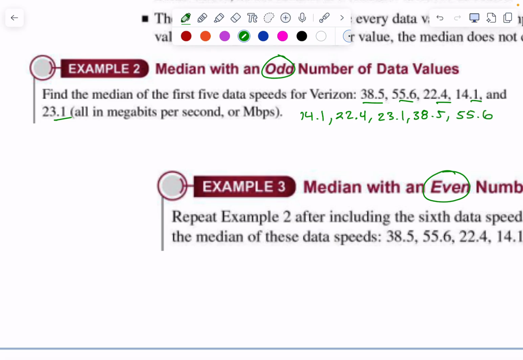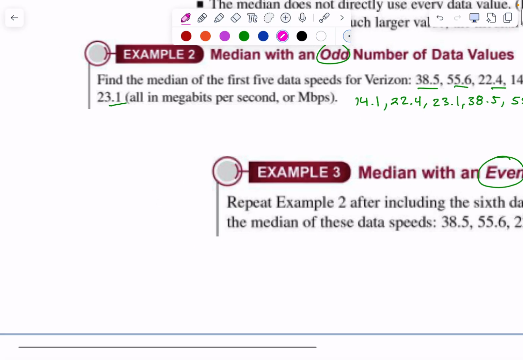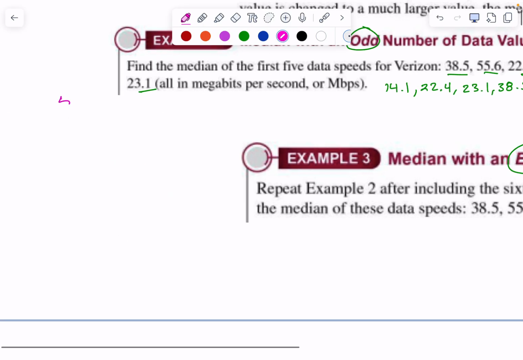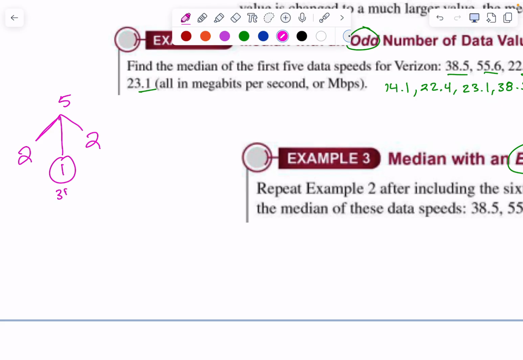All right, here's the deal. Long gone are the elementary days where you cross them off. We're not doing that anymore. If you have 5 numbers in your data set and you split them in half, are you going to have a middle number? Yes. You will have 2 numbers over here, 2 numbers over here, and 1 number in the middle, which will be the third number. True?